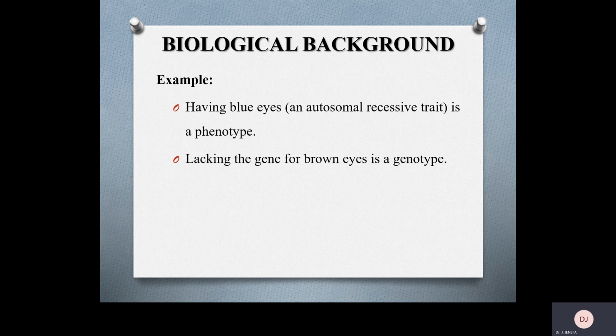There is also one more example. A person may have blue eyes, and the appearance of blue eyes is known as phenotype. Whereas the reason behind that is because he is lacking the gene for brown eyes. That is why his eyes are blue in color. That genetic characteristic is known as genotype. So this is the difference between phenotype and genotype. Genotype refers to genetic characteristics, whereas phenotype refers to physical characteristics.